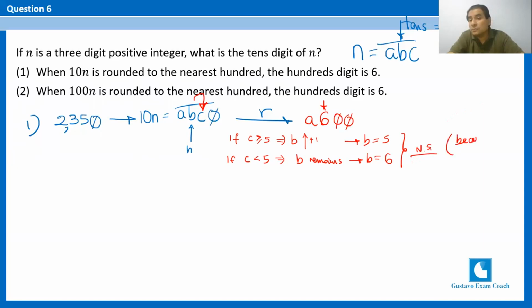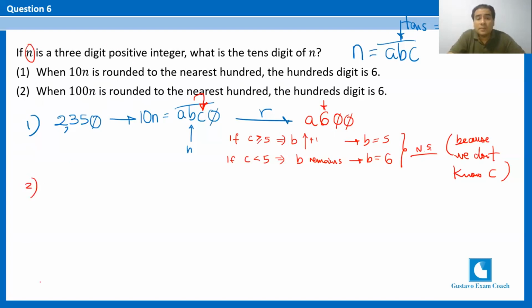Why? Because we don't know C. We don't know the digit C. We don't actually know anything about this number n.